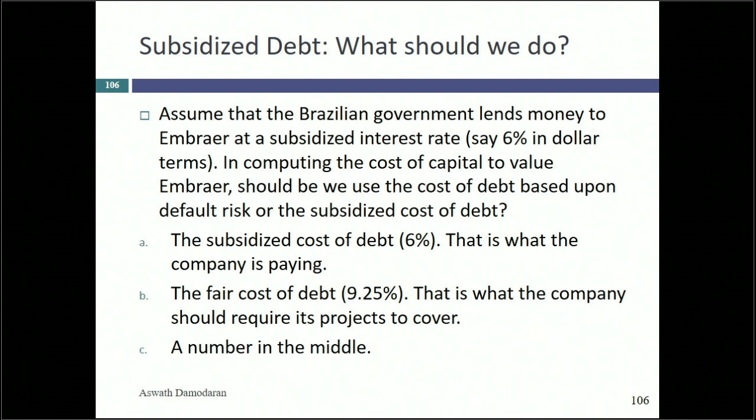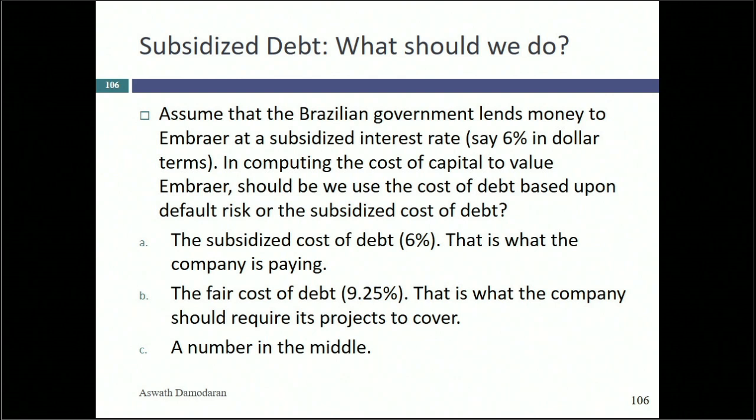So the Brazilian government decides to make a subsidized loan to Embraer. And this is not uncommon. In many markets around the world, governments, to encourage certain businesses, green energy, will give loans at a much lower, subsidized, in what sense? At an interest rate much lower than what they would have to pay if they were borrowing outside. So remember, Embraer's market cost of debt is 9.29%. Let's say the Brazilian government lends them money at 6%.